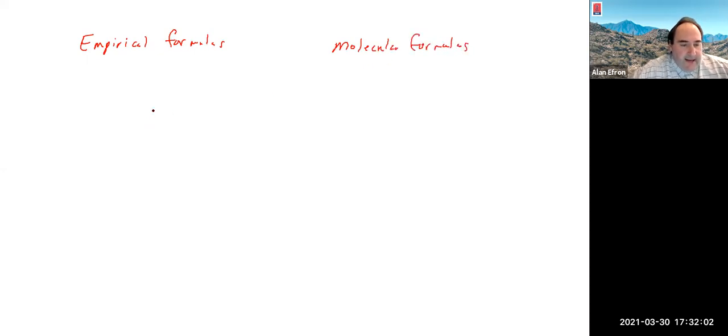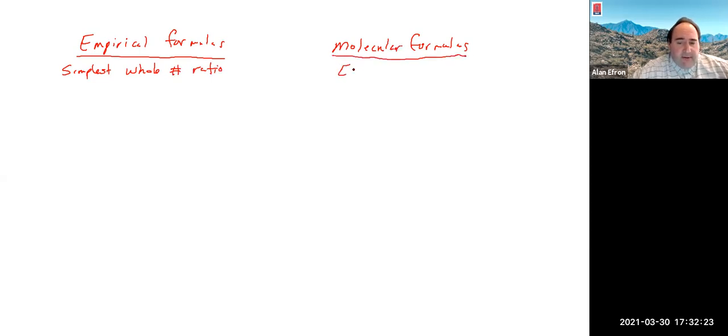So remember that the empirical formula is the simplest whole number ratio of what's present. While our molecular formula will often tell us exactly how many of the atoms are present in a particular compound.